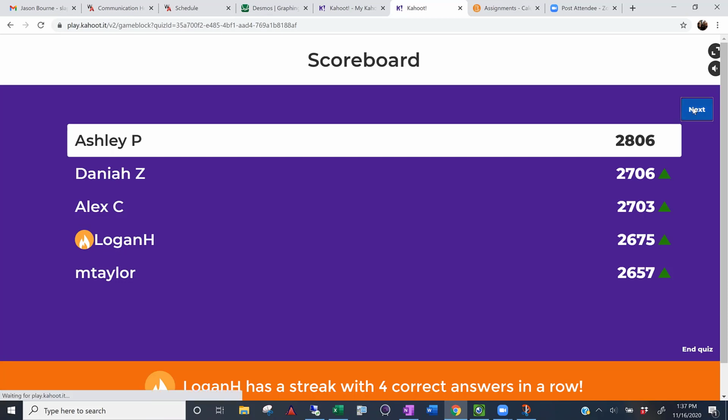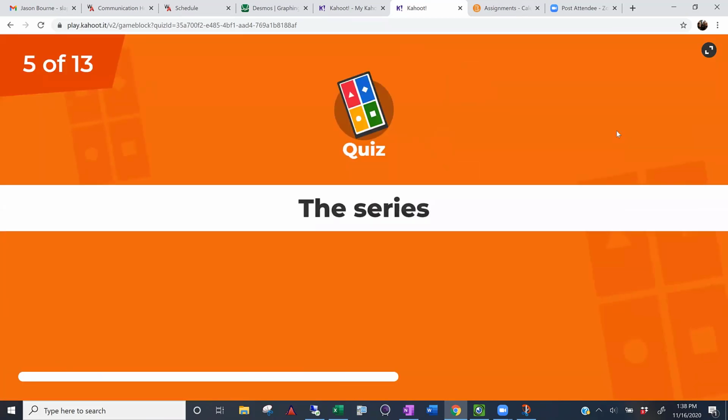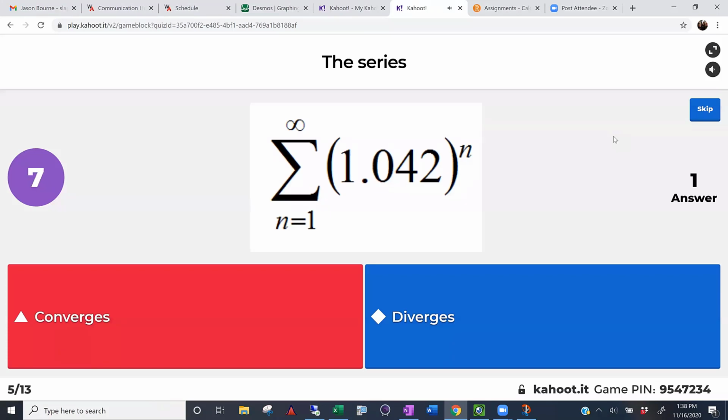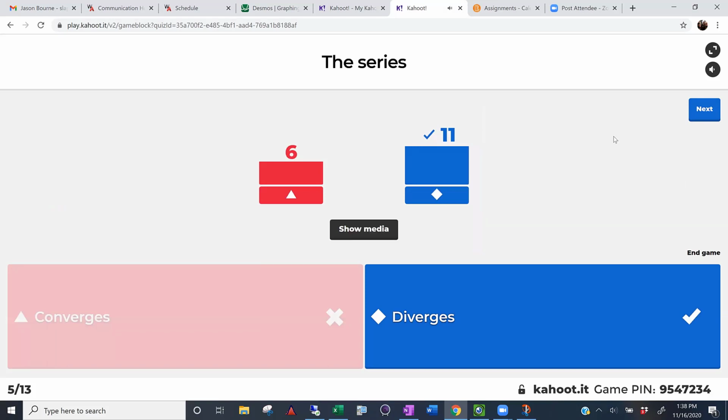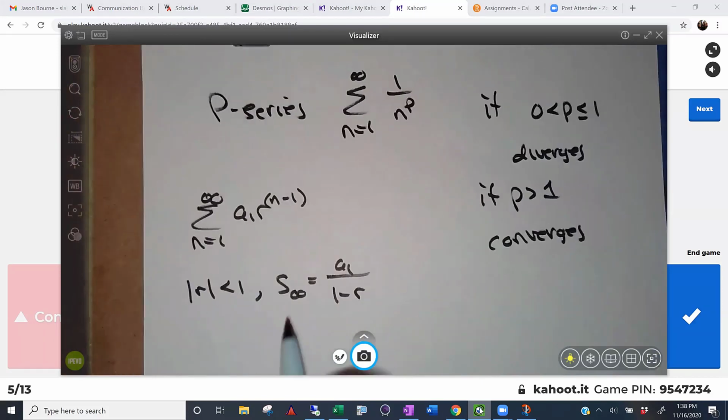Let's see here. Whoa. All right, so for geometric series, in order for this to converge, R has to be less than 1. In this case, R was 1.042, which is greater than 1. Therefore, it diverges. So, bummer.